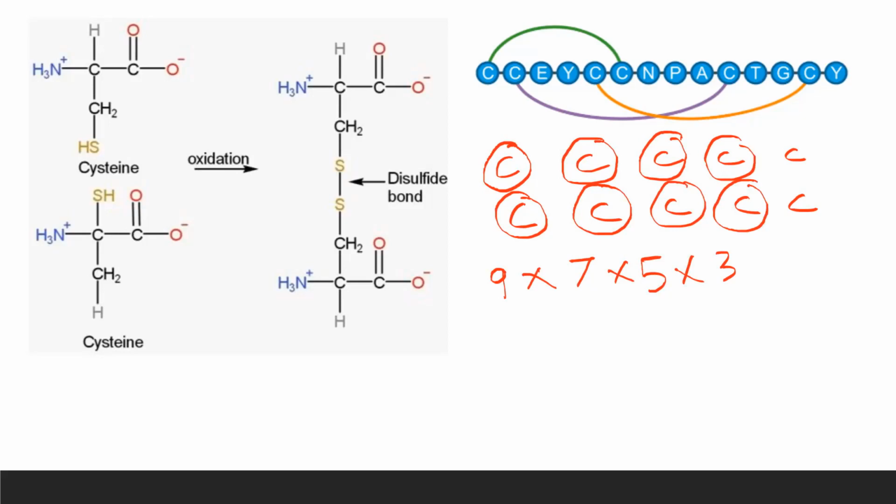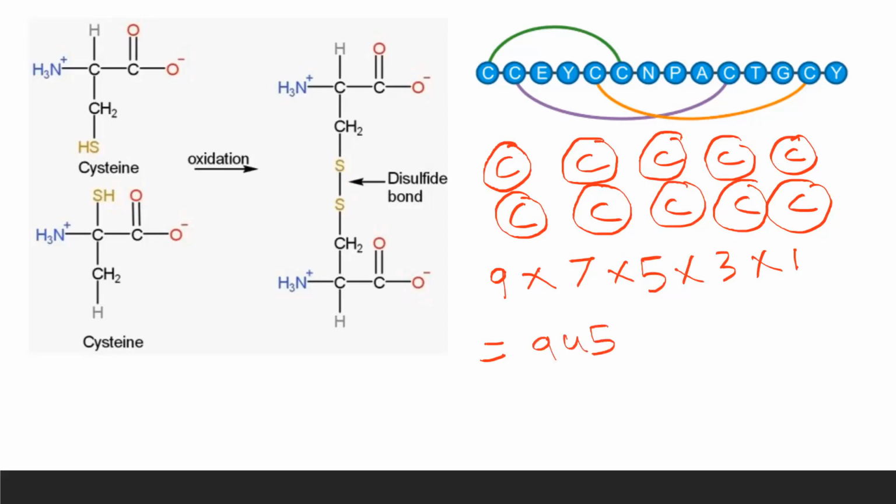Now we're left with only 2 cysteines, right? This cysteine, if you take, it only has the option of forming a bond with this cysteine. So all you're left with is one probability. So if you multiply this, you get an answer of 945.